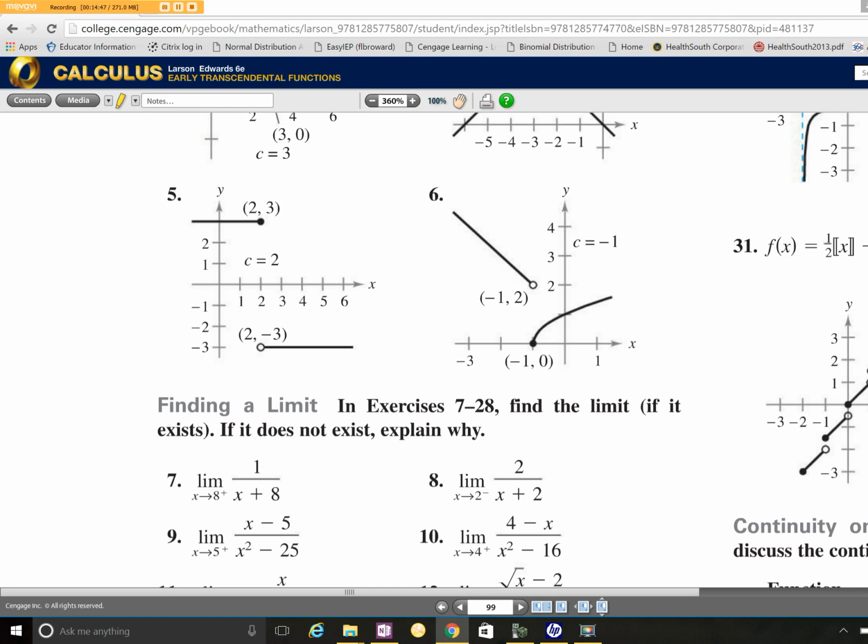You might want to rewind and revisit that explanation. Okay, look at number 6. Number 6, we're looking at the limit of f of x as we approach -1 from the right. As we approach -1 from the right, we see that the limit is 0. As x approaches -1 from the left, going this way, the limit is 2.